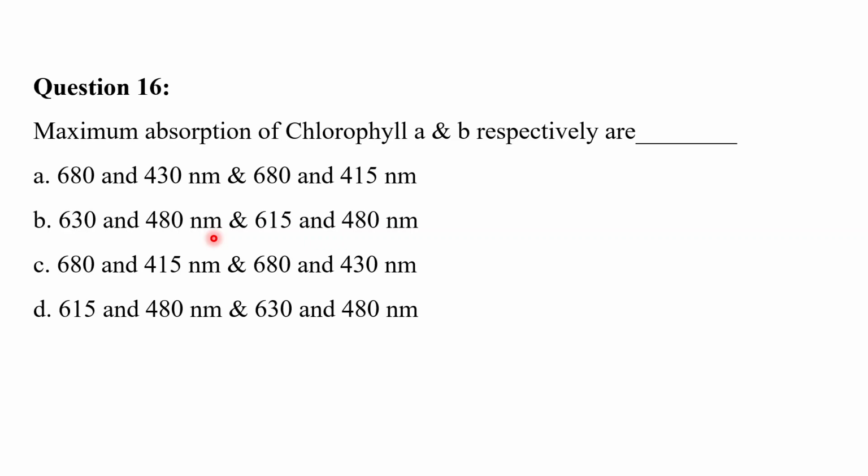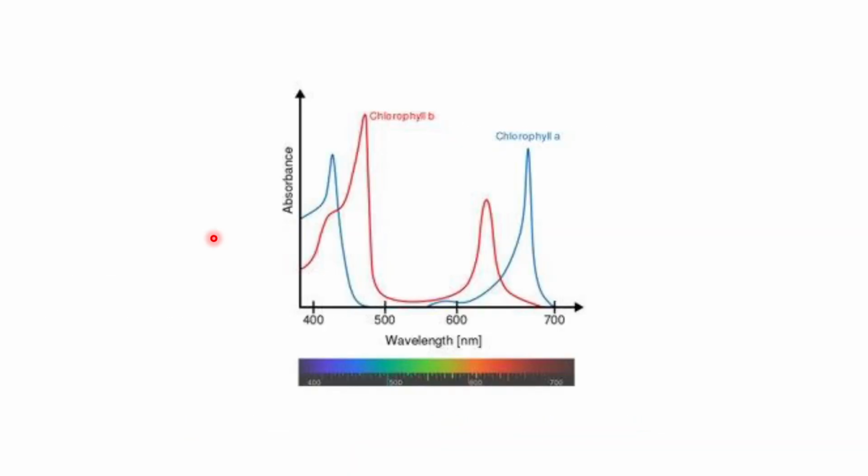So can you answer what would be the range of absorption for chlorophyll A and chlorophyll B? Any idea? So the correct answer is option B, 630 nanometer and 480 nanometer for chlorophyll A and 615 nanometer and 480 nanometer for chlorophyll B. So both the chlorophylls have 2 absorption peaks. I'll show you the spectrum.